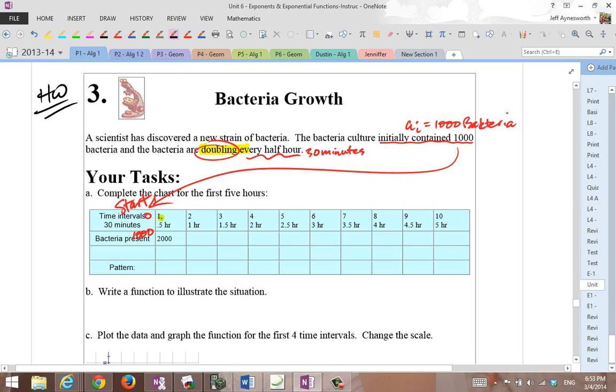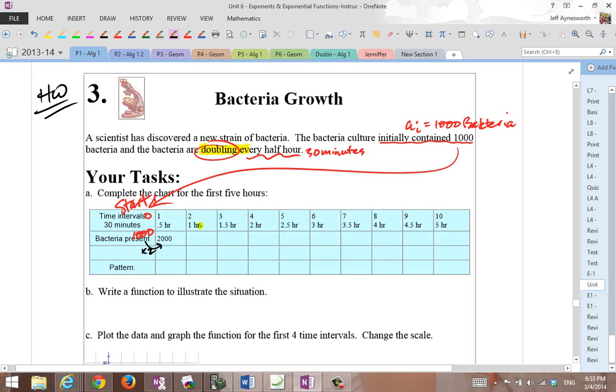So after one time interval, one doubling, every half an hour or 30 minutes, you double. So right here, 1,000 times 2, you get, ooh, we got sound effects in the background. That is cool, man. You get 2,000 bacteria because 1,000 times 2 is 2,000.